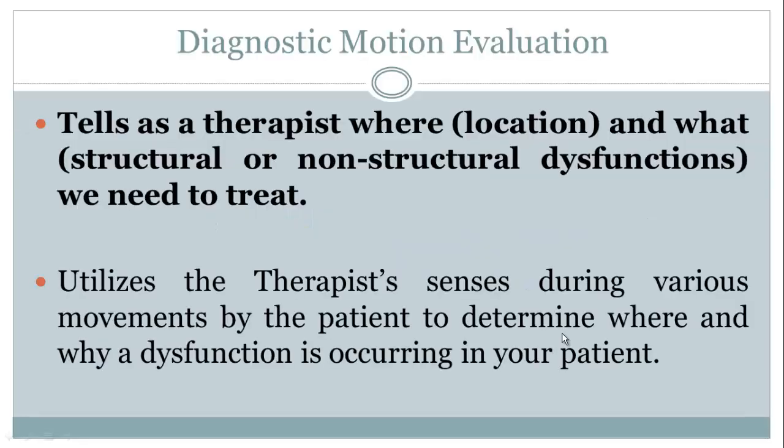As a review, diagnostic motion evaluation tells the therapist the exact location of the dysfunction. Where is the dysfunction occurring in our patient that's causing an inhibition of movement or pain or an inability to perform an activity? Narrowing it down will determine whether it is a structural or anatomical dysfunction, meaning something is blocking the motion, or a non-structural dysfunction by comparing the quality of active and passive range of motion.